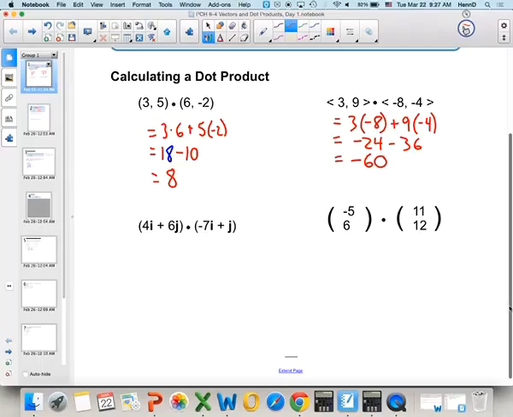Do you need to put the dot, or can you just put them next to each other and it will be inferred that it's dot? You should put the dot because there are two different types of multiplication when it comes to multiplying two vectors together. You have the dot product and the cross product, so you want to put the dot there.